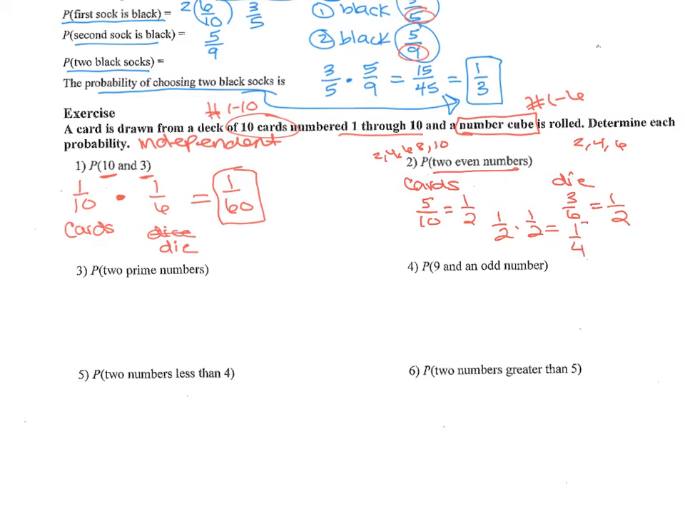1 half times 1 half is going to be 1/4, because remember you're multiplying. So 1 times 1 is still just 1, and 2 times 2 is 4.